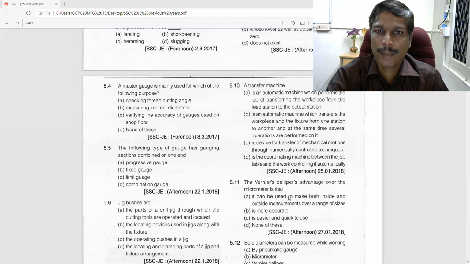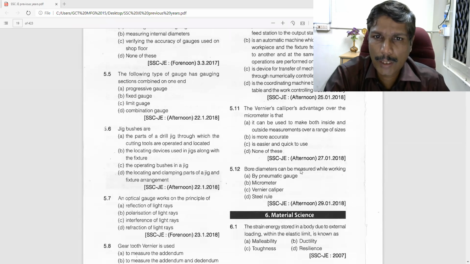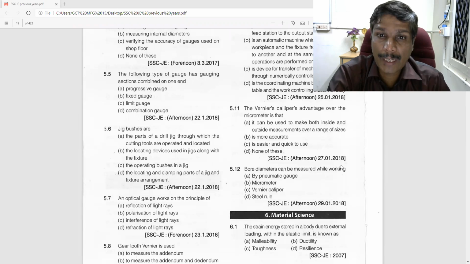So next question. Where can the bore diameter be measured while working? While working itself, we want to measure the bore diameter. For that, we are using the vernier caliper.